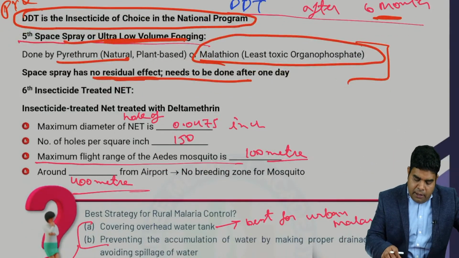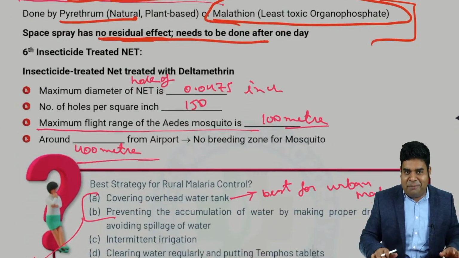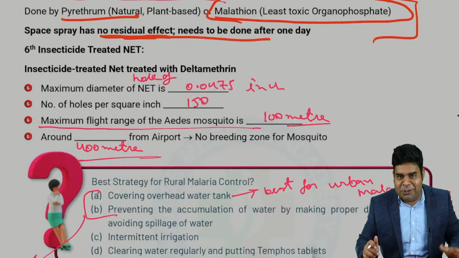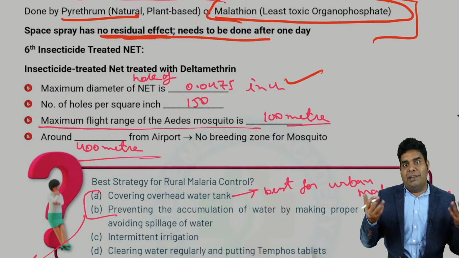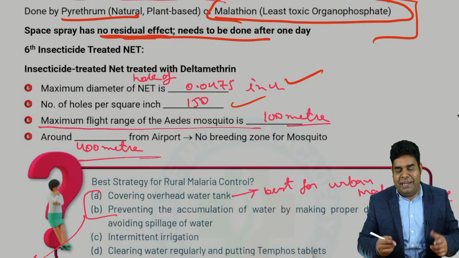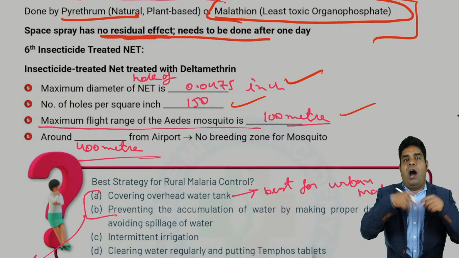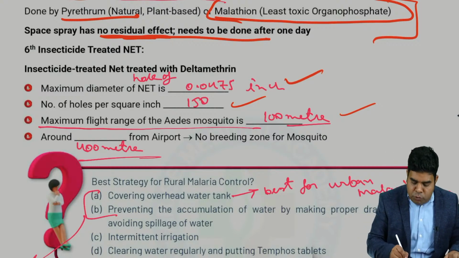Last thing is some idiotic questions they ask. The PSM people, they are very free. So sometimes they ask what is the diameter of the hole of a mosquito net. One hole is 0.047 inch. How many holes are there per square inch? 150. How far can an Aedes mosquito fly? It can fly 100 meters. And up to how much distance is there no breeding zone for an airport? That is up to 400 meters.